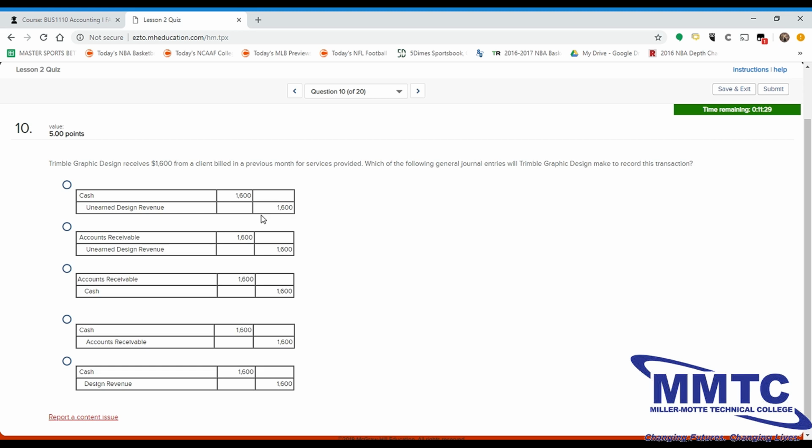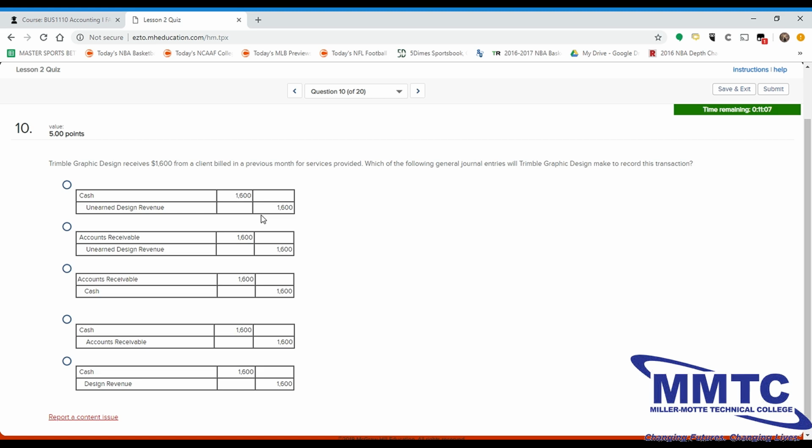So did they pay us in cash? It says that, or is it something like that? Okay. Just go ahead and keep reading the question. It says they just paid us $1,600 in accounts receivable. Which of the following general entries will the graphic design company make to record this transaction?